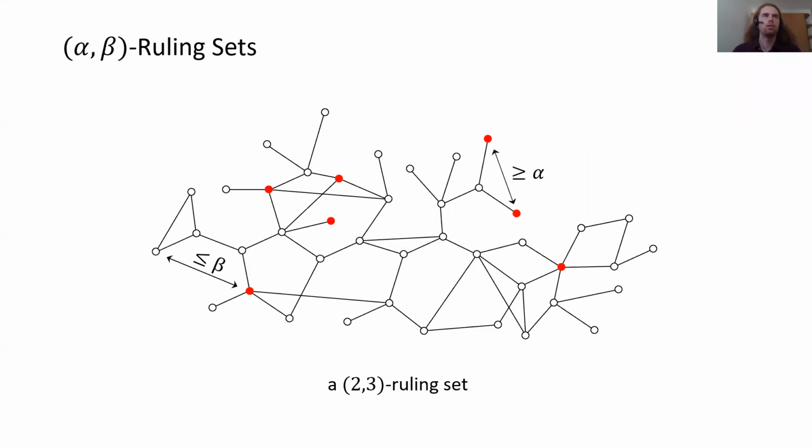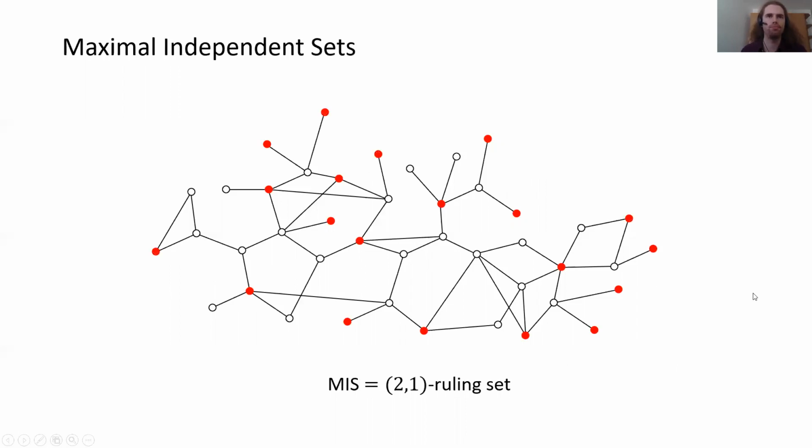So what is a ruling set? An alpha-beta ruling set is a subset of the vertices of a graph such that any two vertices that are in the ruling set have a distance of at least alpha. And any vertex that is not in the ruling set has a distance of at most beta to the closest ruling set vertex. So what we see here is a 2-3 ruling set.